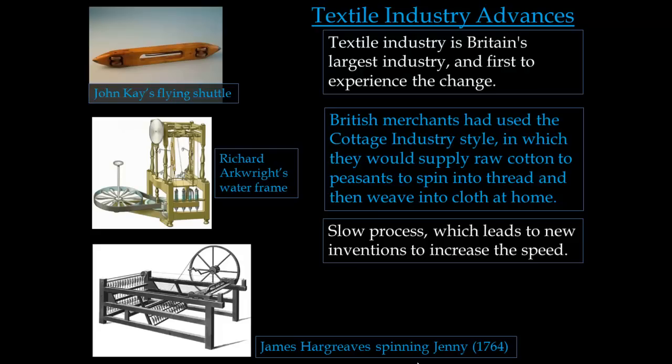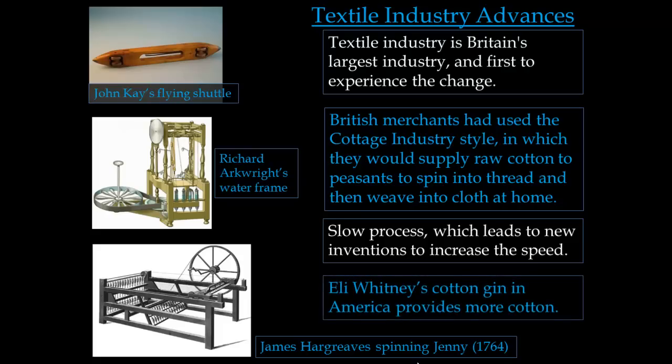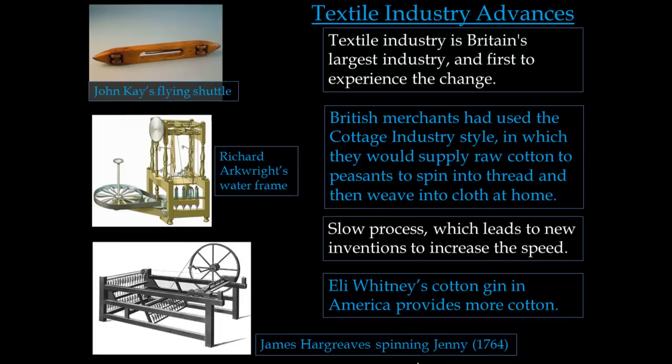The one thing that they run into, though, is the supply of cotton that they need. And that's going to be taken care of in America by a guy by the name of Eli Whitney, whose cotton gin allows America to provide more cotton in a quicker amount of time to the British and their textile industry. Factories are born.